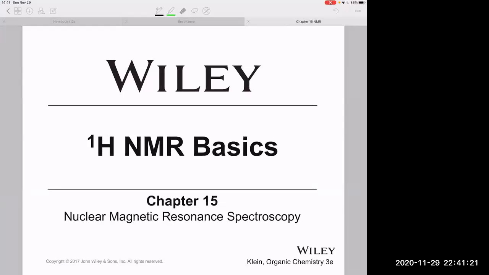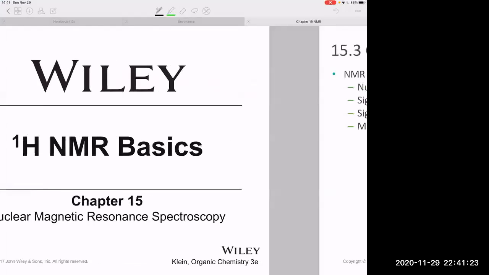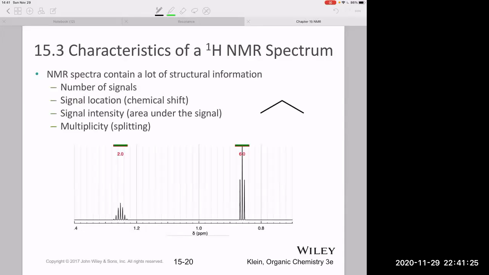All right, so now let's talk about hydrogen NMR. Hydrogen NMR is incredibly similar to carbon NMR, but now we have a last step here, which is we have to worry about the multiplicity of these peaks, or the splitting of these peaks. So this is an example of a hydrogen spectrum.